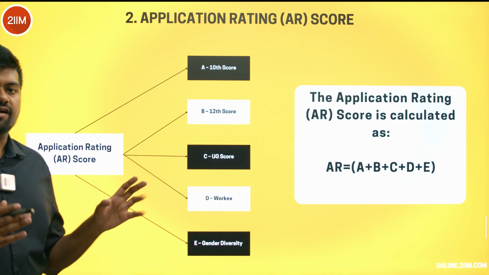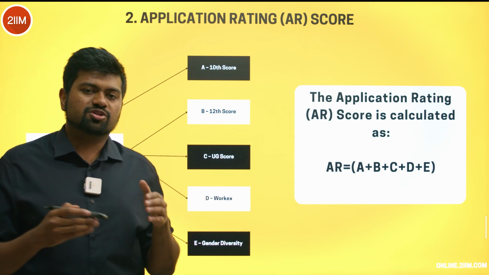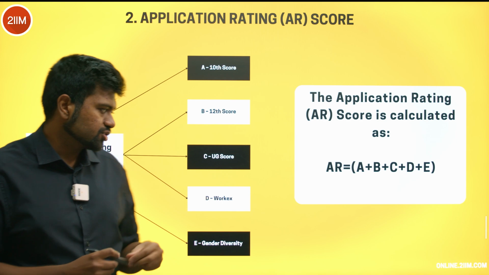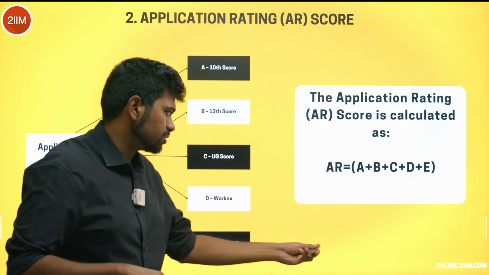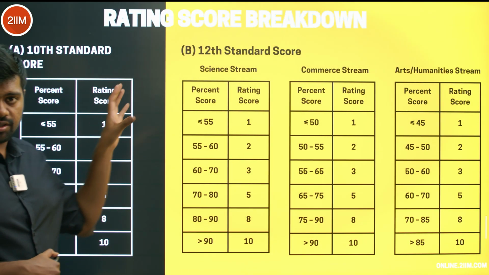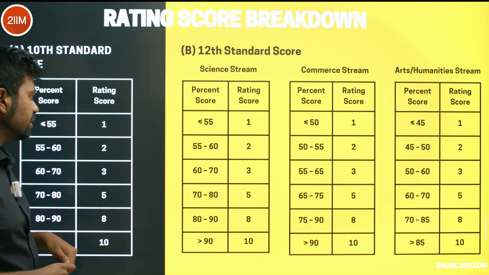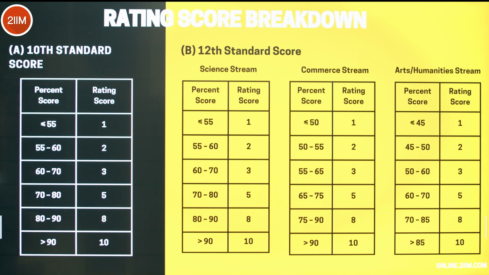All right, and IIM Ahmedabad goes about this in a very interesting way. There are two stages, but I'll come to that in a bit. We'll first look at the AR score breakdown. First of all, the 10th standard score: 55 and below is given 1, and 90 and above is given 10, and everything else falls in the middle.